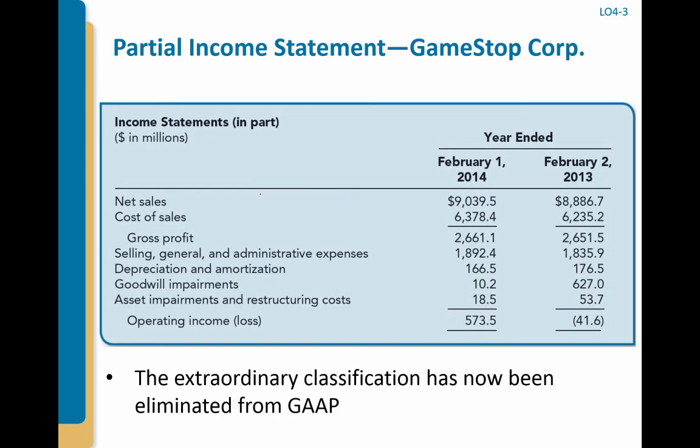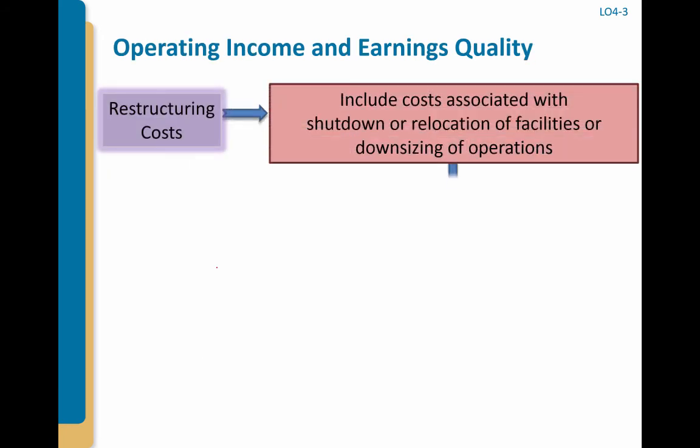So here we see for GameStop, we see their income statement. And then here we know that there's an extraordinary classification, and that's been eliminated now from GAAP. So we no longer have extraordinary items. So make sure that classification has now been eliminated from GAAP. So you just have now your goodwill impairments and your asset impairments. Those are just considered as part of regular expenses.